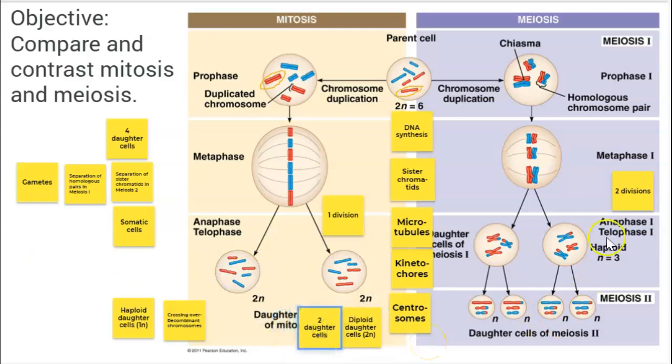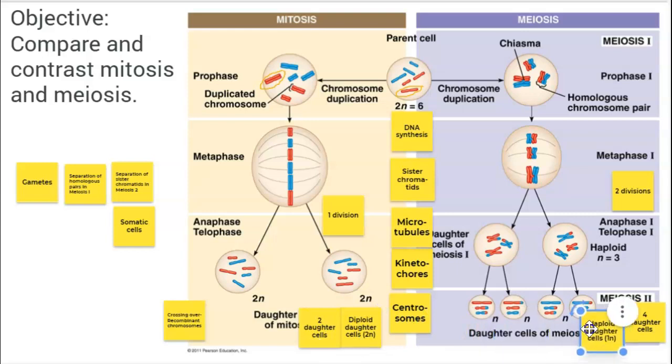In contrast to that, in meiosis, you had those 2 divisions. So you took that one cell and you divided it, and you got 2 cells, and then you took those 2 cells and you divided those again. So now you have 4 cells, so you have 4 daughter cells. And because of that extra division, you had to cut the number of chromosomes in half. So you have the haploid daughter cells.